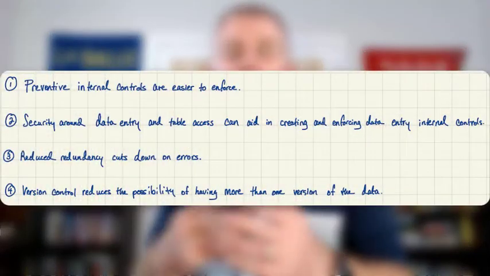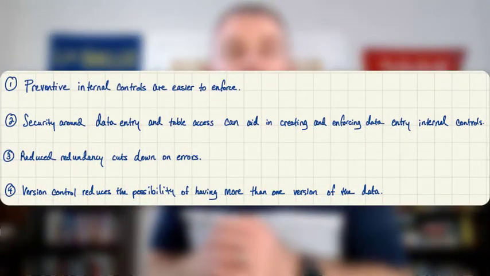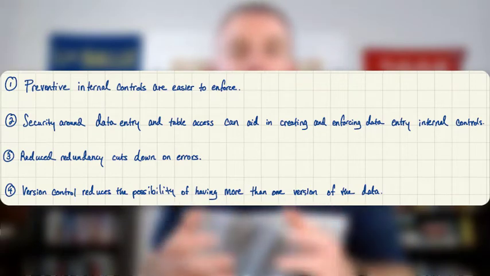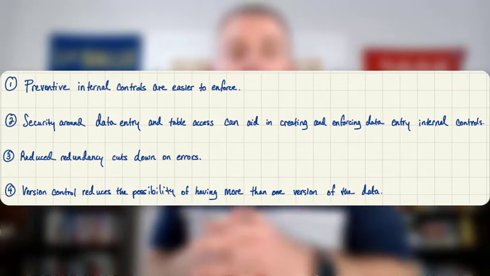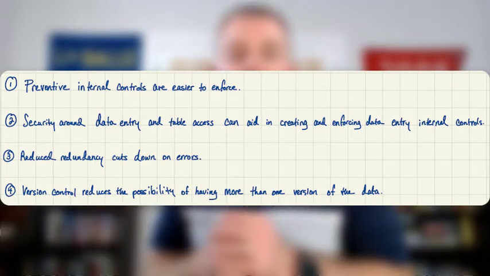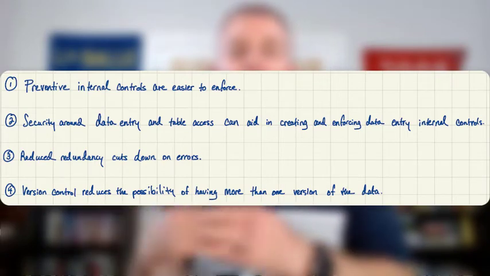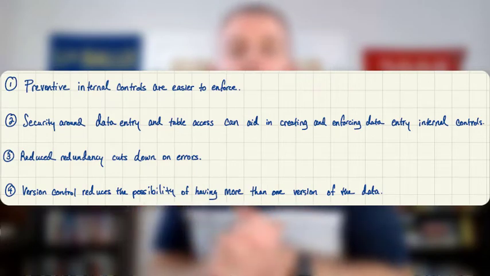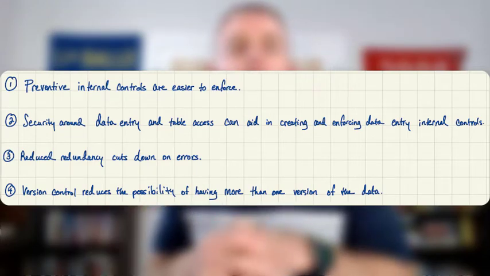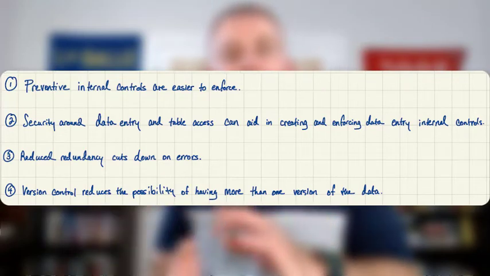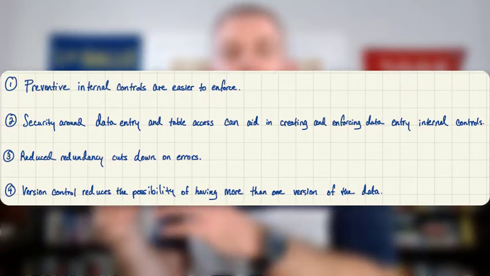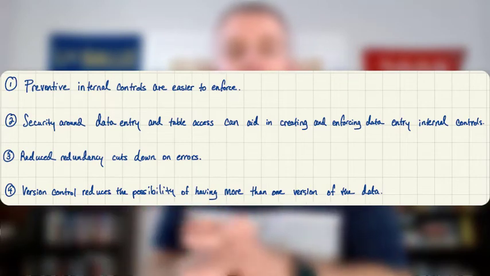There are also internal control benefits associated with storing data in relational databases. For instance, internal controls, which companies are required to maintain because of the Sarbanes-Oxley Act of 2002, are easier to enforce. The security of the data and the tables can aid in creating and enforcing data entry internal controls. So there are specific controls around data creation and the enforcement of data entry, and this helps with the internal controls there.